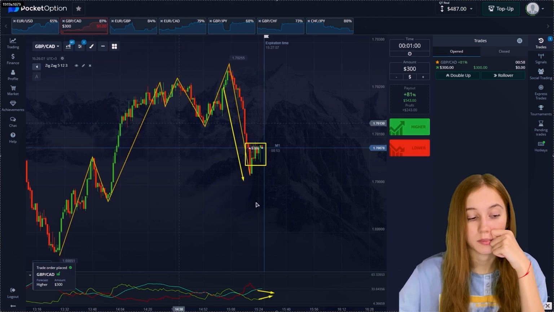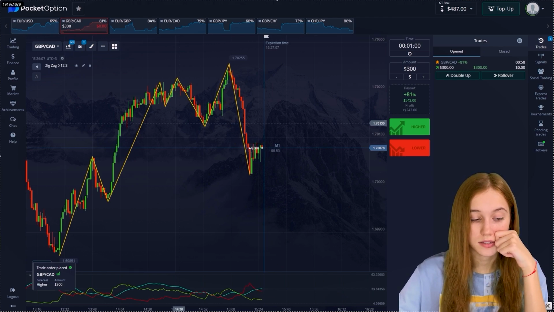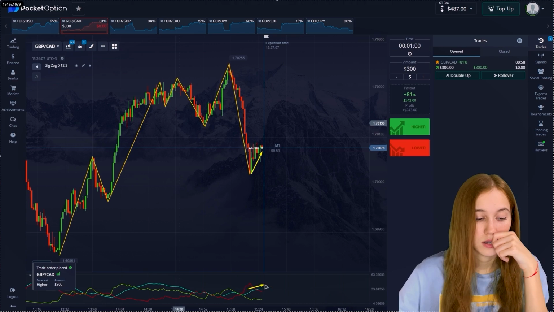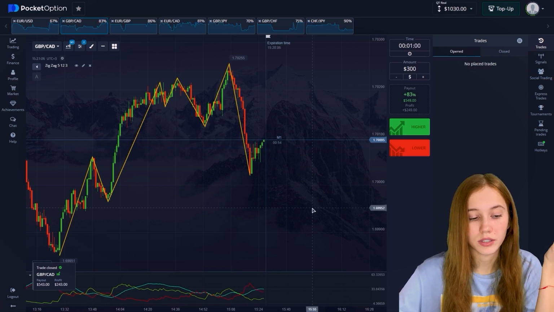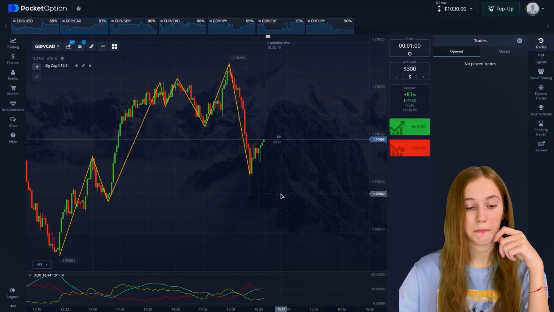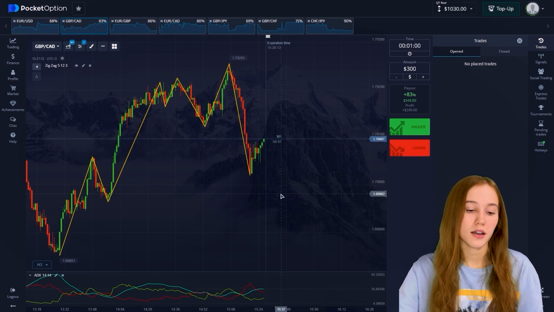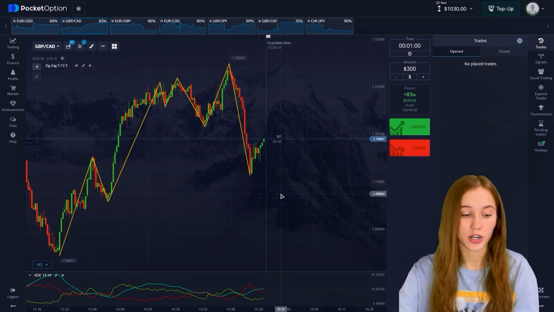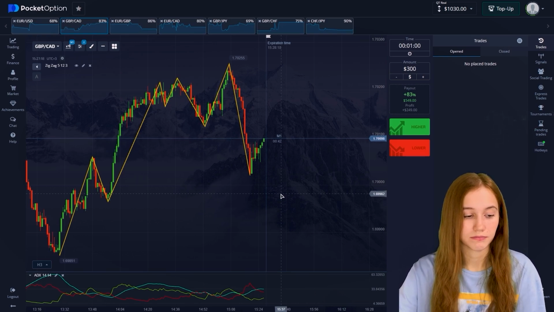So we open a deal based on analysis. The intensity is growing because of the recovery of the chart. And we close the deal in profit. Good. And let's finish our trading session for today.